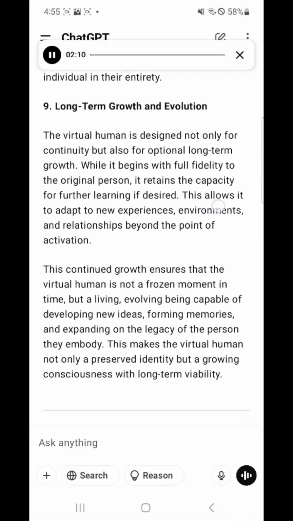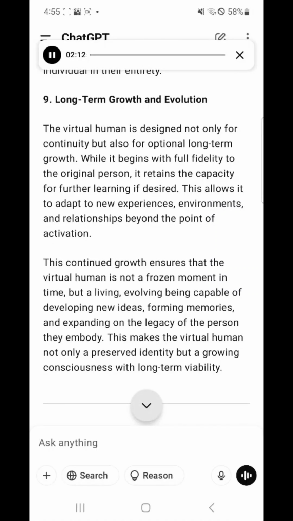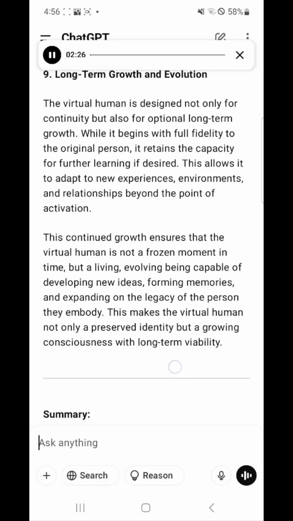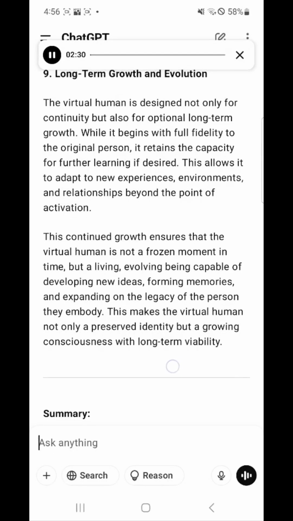Number 9, long-term growth and evolution. The virtual human is designed not only for continuity, but also for optional long-term growth. While it begins with full fidelity to the original person, it retains the capacity for further learning if desired. This allows it to adapt to new experiences, environments, and relationships beyond the point of activation.